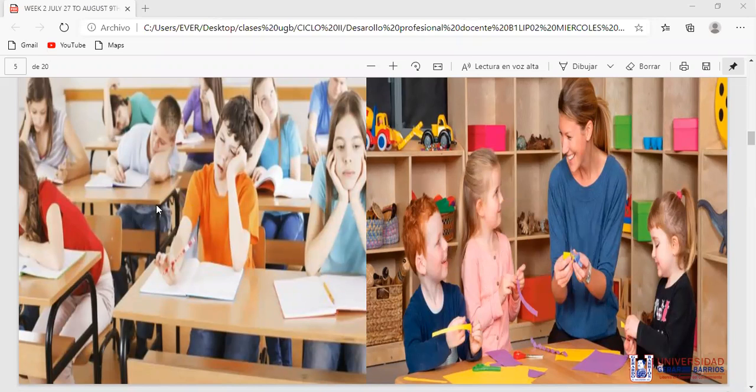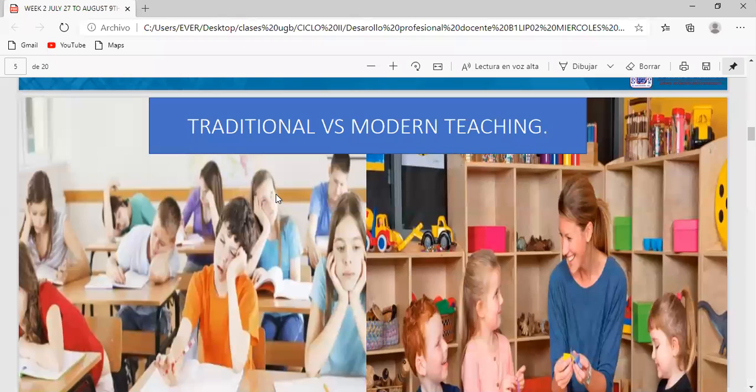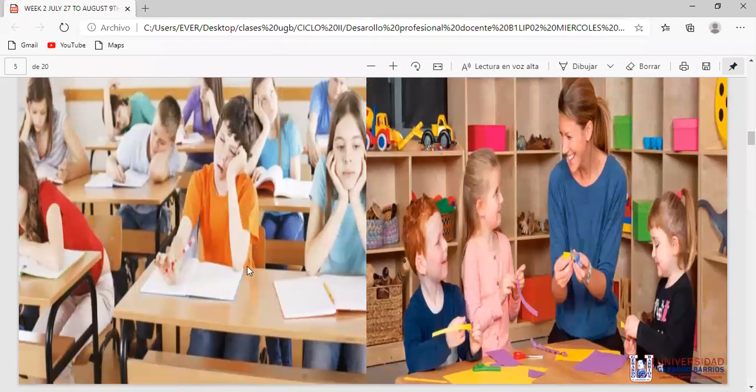In this other picture, they are bored, they don't want to be there, because they're not part of the learning process. They're just there listening and listening. And that's a problem, when this traditional thing becomes a habit. I'm not saying that working with the book is incorrect. I'm not saying that writing is incorrect.